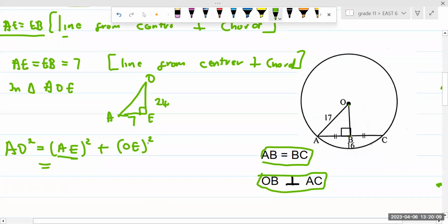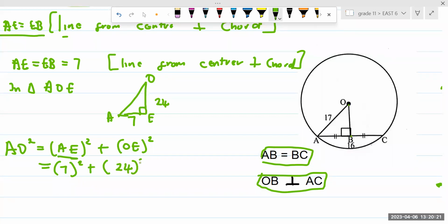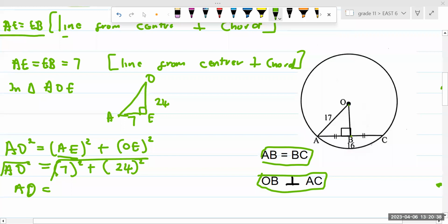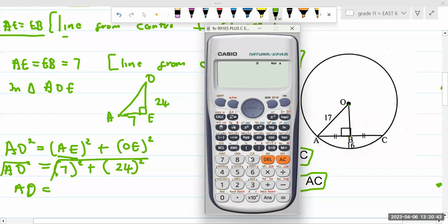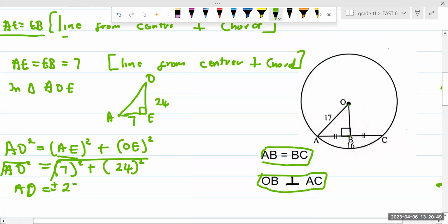Our AE is going to be equal to 7. So it's 7 all squared plus OE, which is given as 24 all squared, equals AO all squared. Then we flip both sides. AO is going to be given as, if we type this in our calculator, what do we get? 25. So we have a plus and a minus 25.